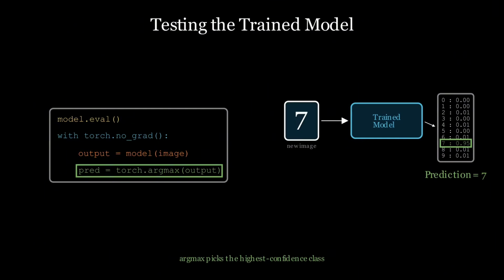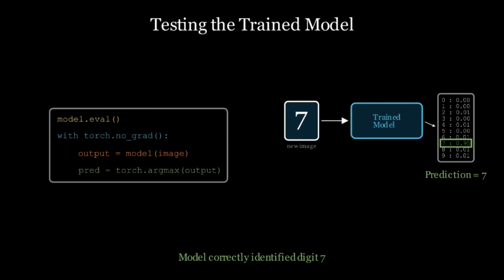The new image is passed through the trained neural network. The output layer produces 10 scores, 1 for each digit class. We then use argmax to find the highest score. The index of the highest score becomes the final prediction. In this example, the model correctly identifies the digit as 7. This is the same process used in real-world AI applications, where trained models make predictions on unseen data.